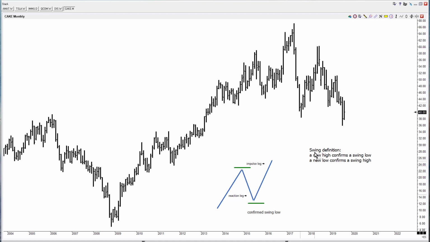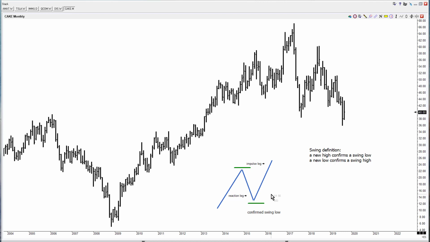So let's start out with a swing definition. A new high confirms a new low. This basically says when price makes a new high, beating the previous sellers, the low is confirmed, and vice versa. A new low will confirm a swing high. So that's our basic definition.